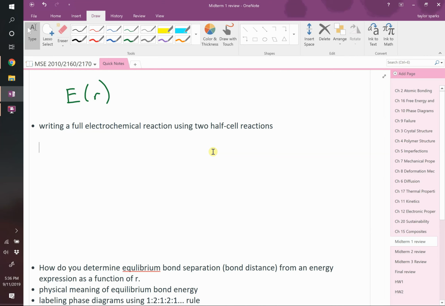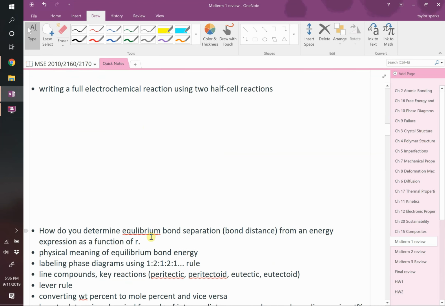Everything that I'm going to test on will look like something you saw on a homework. There will be nothing out of left field. Okay? What other things can I talk about?